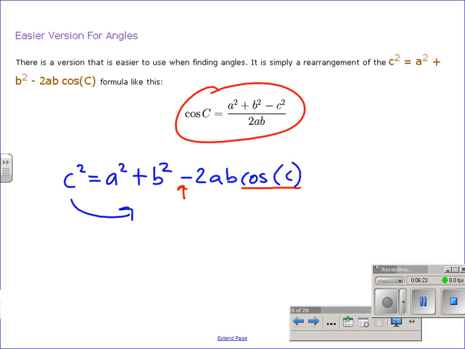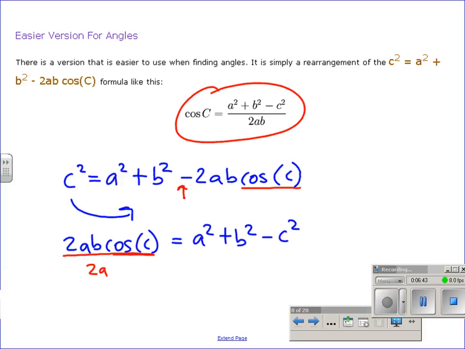So what that's going to leave me with is 2AB cosine C is equal to A squared plus B squared minus C squared. And now once I have that, I want to isolate my cosine C here. So to do that, I'm going to divide by 2AB on both sides. Those cancel, and that's how I arrive at this formula here. And we can do that for each of the angles.